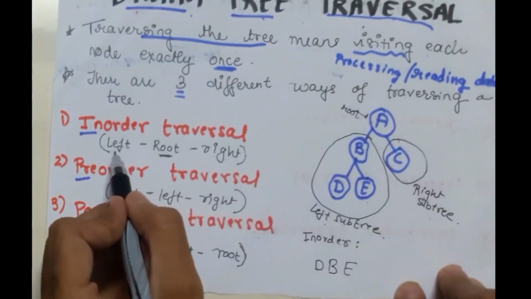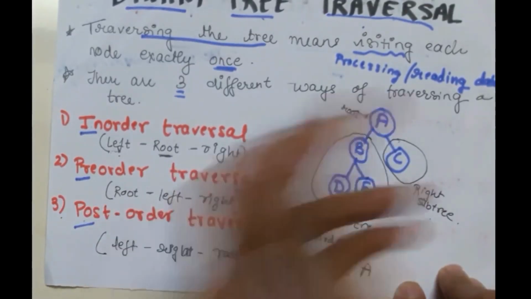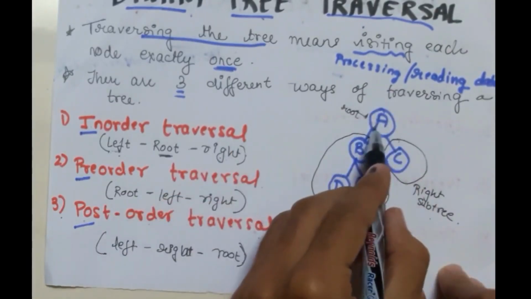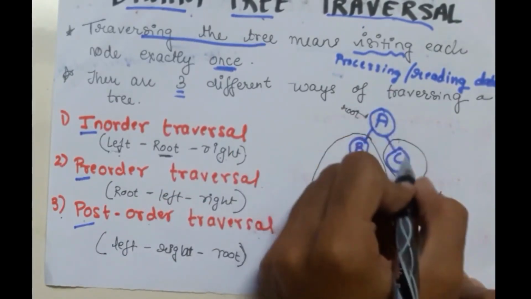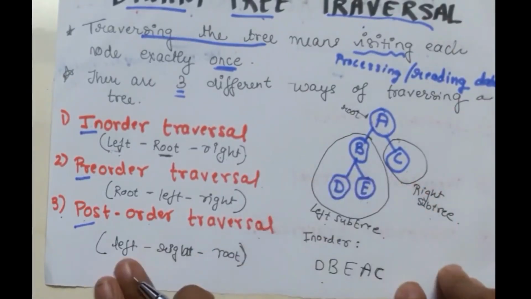So now after doing left, we'll go towards the root, that is A. And then we'll enter into the right part of the root A, which has only one node, that is C. So this is the inorder traversal for this tree.